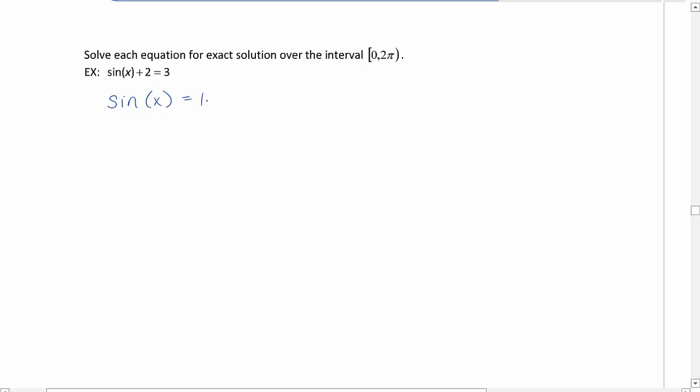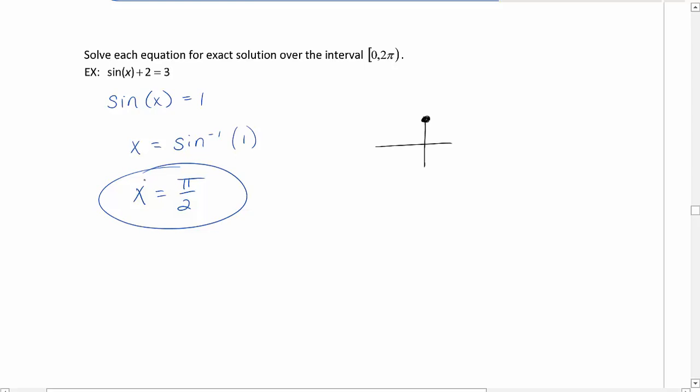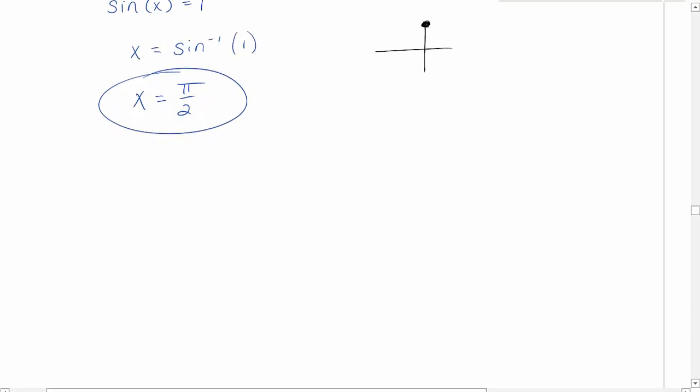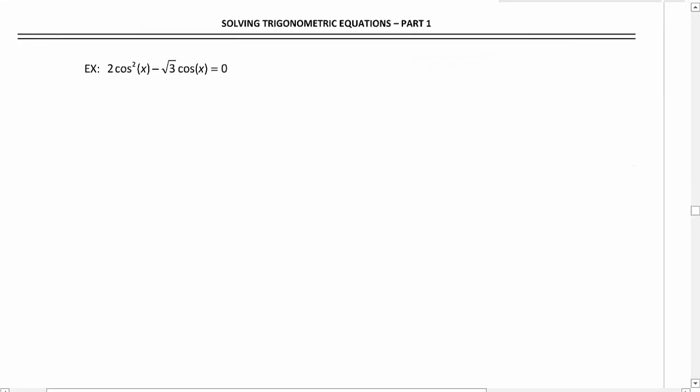Now we can easily solve for x using our inverse sine function. x is going to be equal to sine inverse of 1. So now we have to figure out where on the interval from 0 to 2 pi sine equals 1. Well, the only time sine equals 1 is when we're at our maximum value, and that occurs when x is equal to pi over 2. That was our warm-up problem. That's the nicest one we're going to come across.